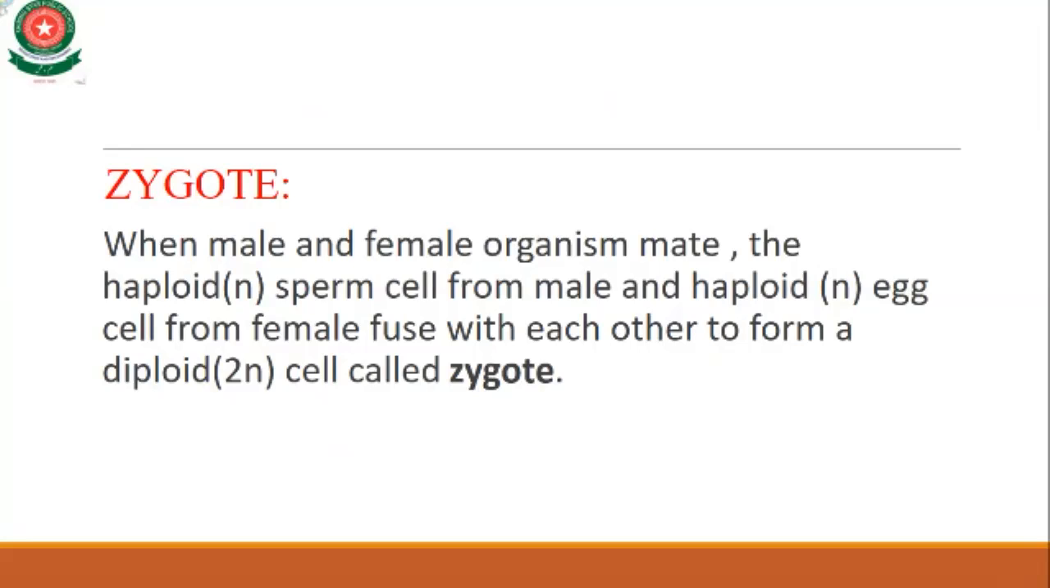One haploid sperm cell from the male, denoted by n, and one haploid egg from the female combine together to form a diploid. Diploid is denoted by 2n. That's why one haploid cell from the male and one haploid egg from the female, when they combine together, form a zygote.